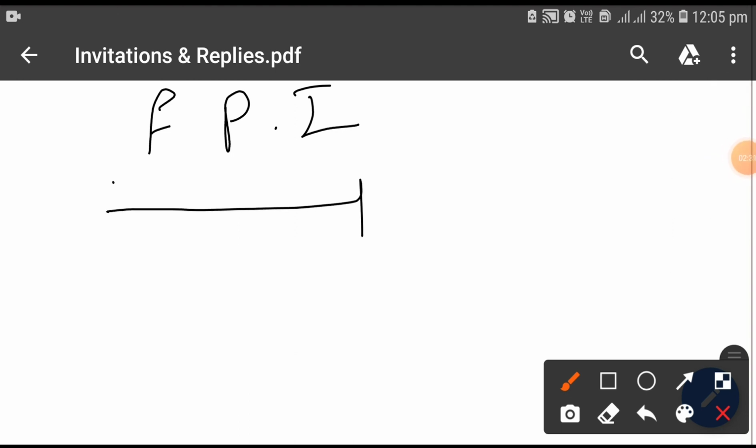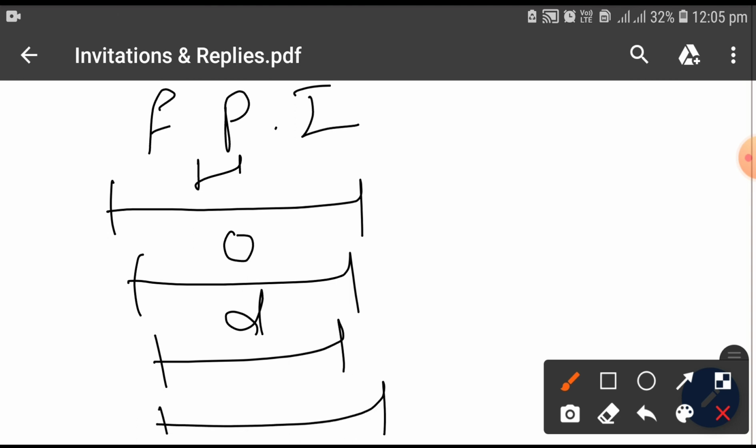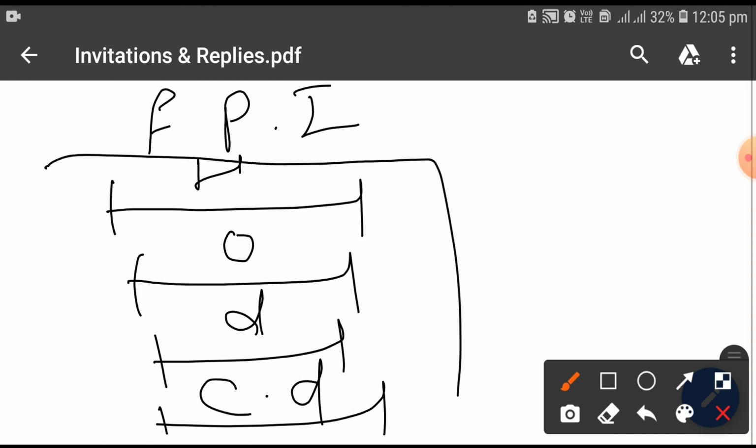First of all, we should mention the host. After that, we should mention the occasion. After that, we should mention the detail. After detail, we should mention the contact detail. After that, we should make a box. That is the structure of formal printed invitation.